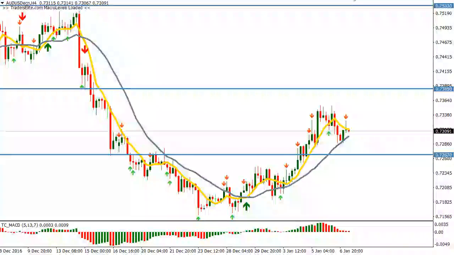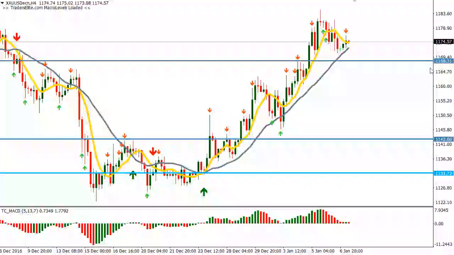So they're great to be used in conjunction with the trend catcher trades and the price flip trades, or even on their own. Okay, so let's get started. We'll flick over to gold. We're on the 4-hour time frame here.